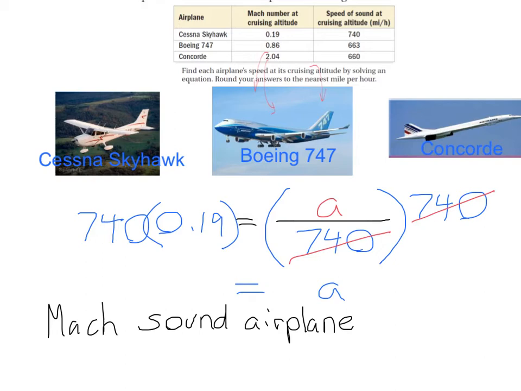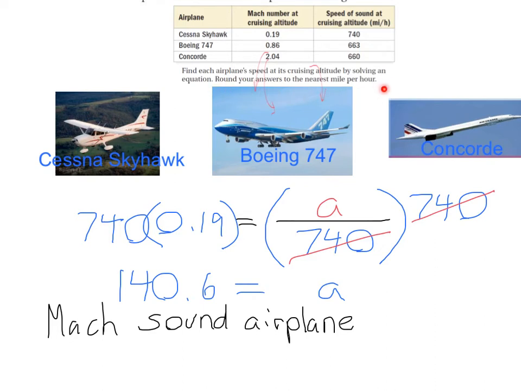But then we actually have to do the math right over here of 740 times 0.19. All right, 740 times 0.19. Let's see here. Let's do some mathematics. We get 140.6. Now keep in mind what the problem asked you to do.